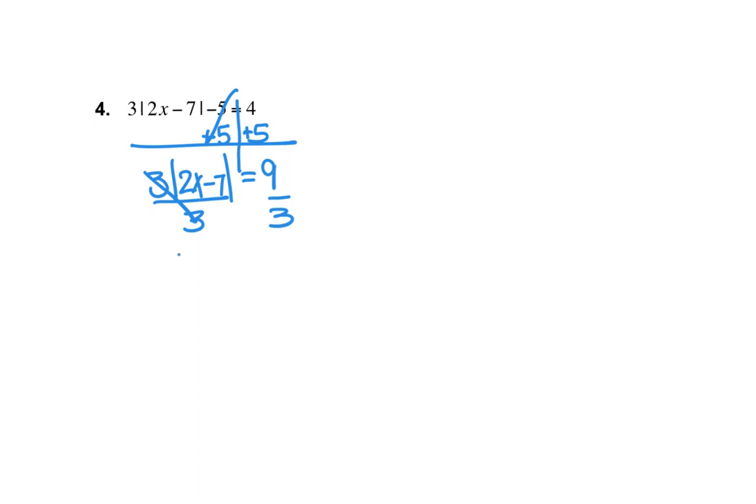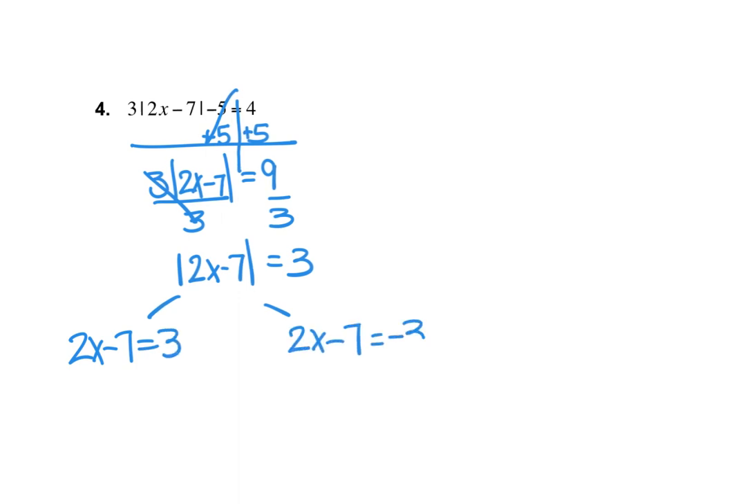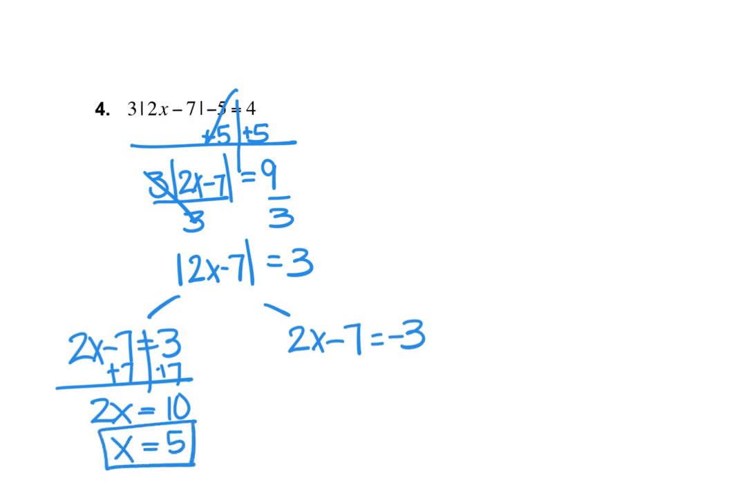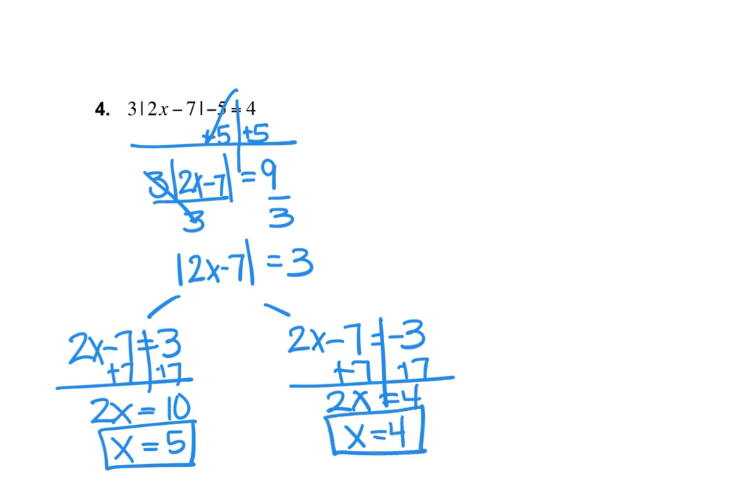And now that I have the absolute value of 2x - 7 is equal to 3, that's when we can separate it off into two separate equations. So I have 2x - 7 is equal to 3, and then 2x - 7 is equal to negative 3. And then we're just going to solve each of them individually. So x is equal to 5. And then we're going to add 7. And then we'll have x is also equal to 4.